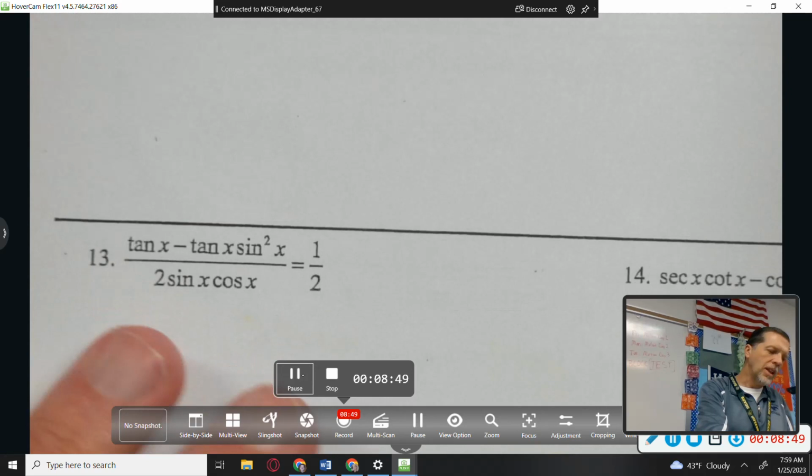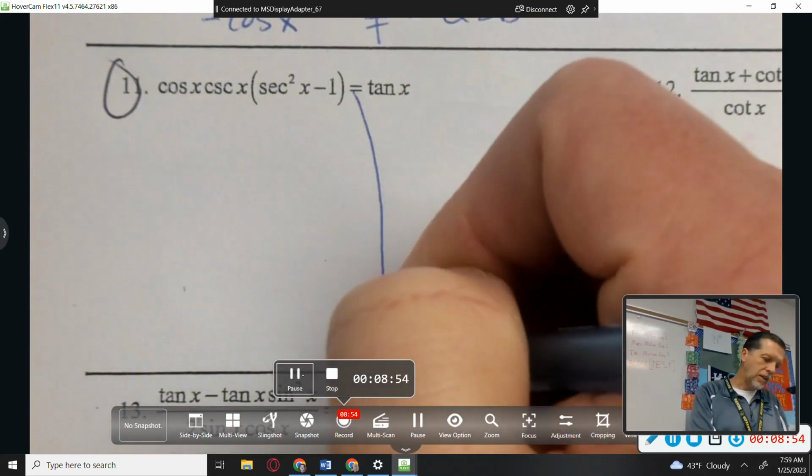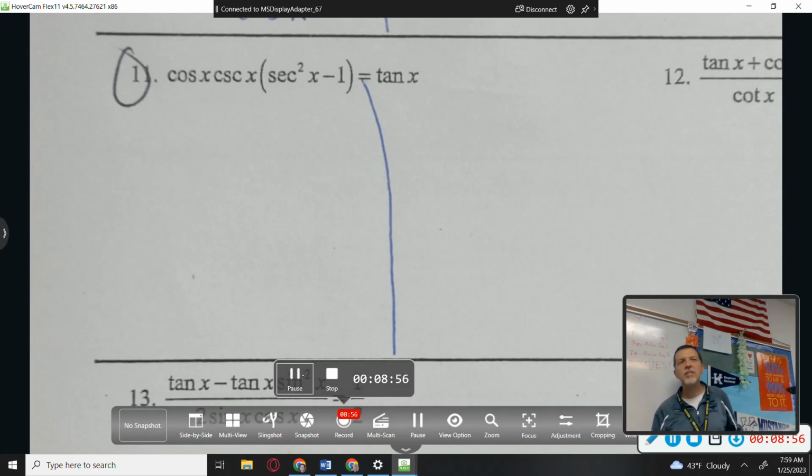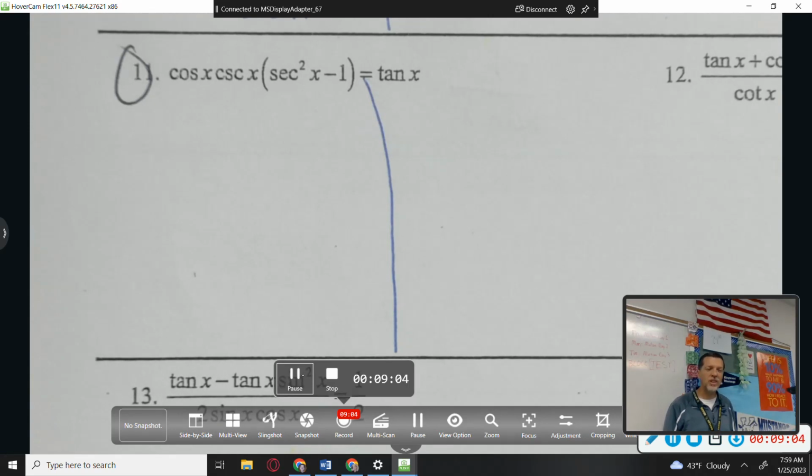Looking at number 11, what do you see? What do you think is happening first, or what do you see first on number 11? You could do a distribution, but you're right, it would be a double distribution, so it'd be kind of ugly. What else do you see? I'm hoping you recognize something there.